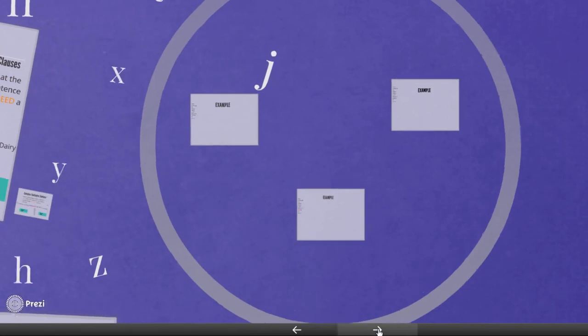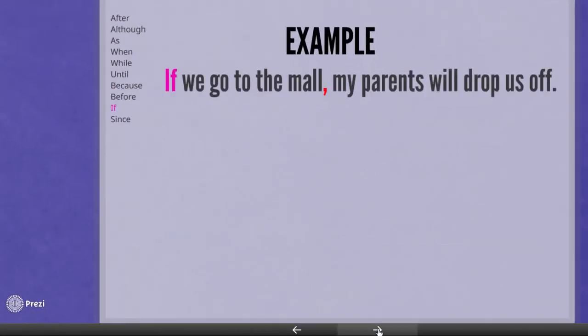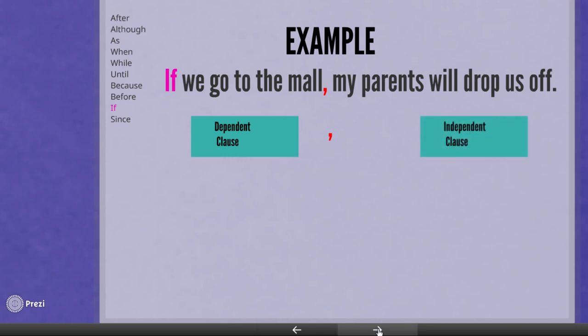So let's look at a few examples. If we go to the mall, comma, my parents will drop us off. So if we go to the mall is a dependent clause, and it is located at the beginning of our complex sentence. So therefore, we need a comma to join our dependent clause with our independent clause, my parents will drop us off. And if you notice, if is one of our AAAWWUBBIS words, and it is also located within the dependent clause.